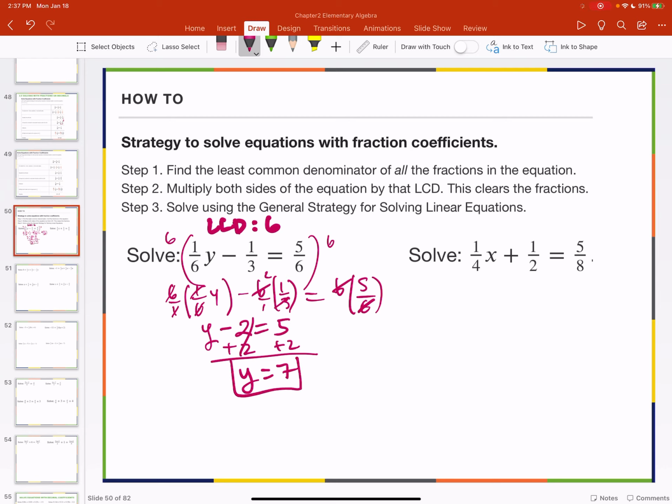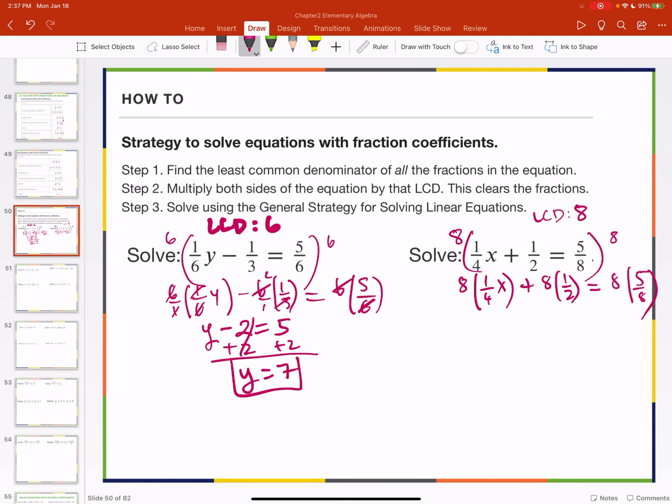So what about here? 4, 2, and 8. The LCD for 4, 2, and 8 is 8. Okay, because all of these divide into it. So multiplying everything by 8 means that you're actually doing 8 times 1/4 x plus 8 times 1/2 is equal to 8 times 5/8. Now, after a while, you don't really need to keep writing this step if you see it right away, but just so that you know.